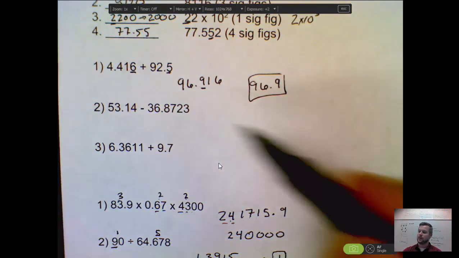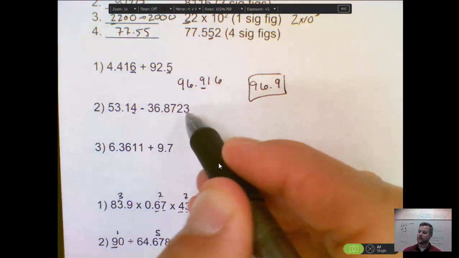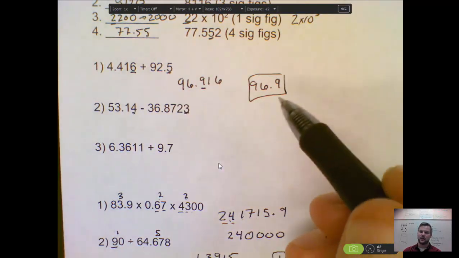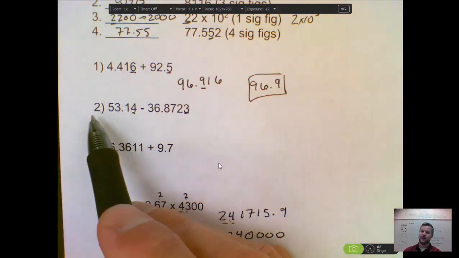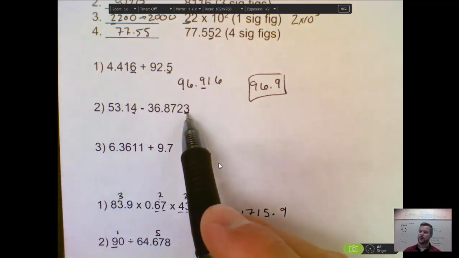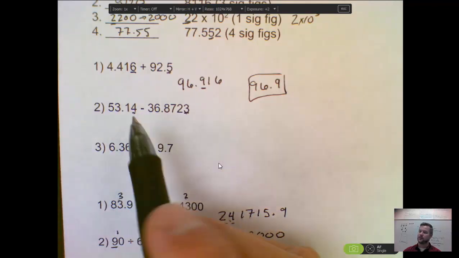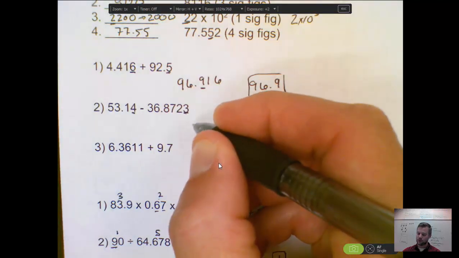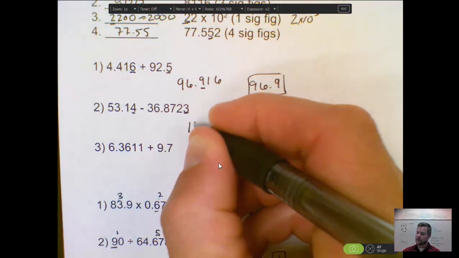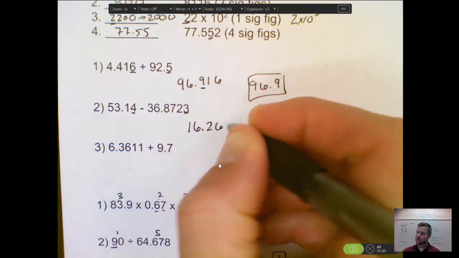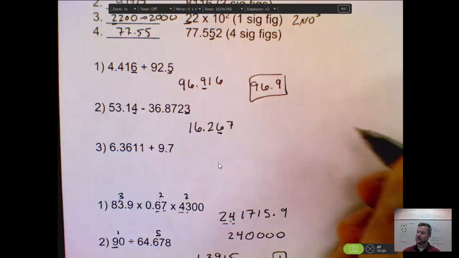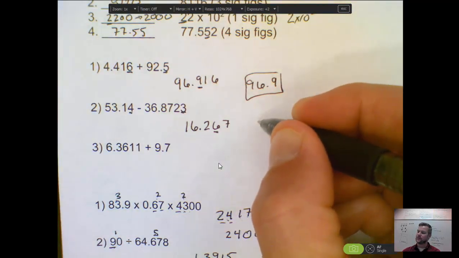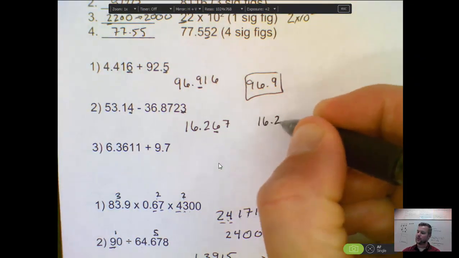Problem 2, mark your place values. Of these two numbers, which is measured least accurately, the 4 is further left in relationship to the decimal than the 3, so we can report our answer to the hundredths position, which in this case is 16.267. You have a 6 followed by a 7, which is going to turn that 6 into a 7, 16.27.